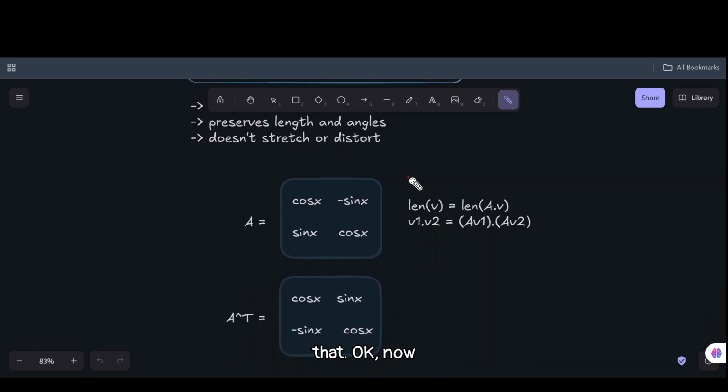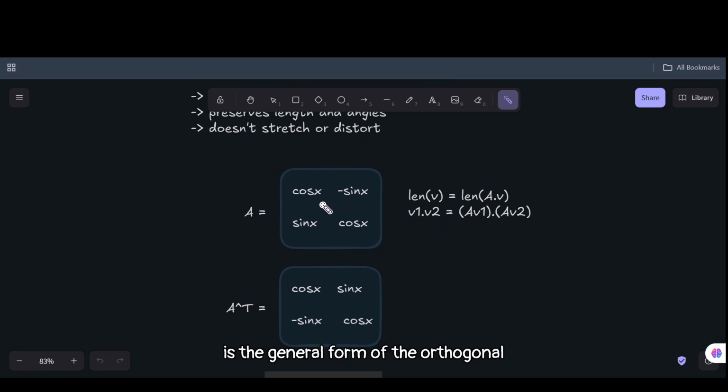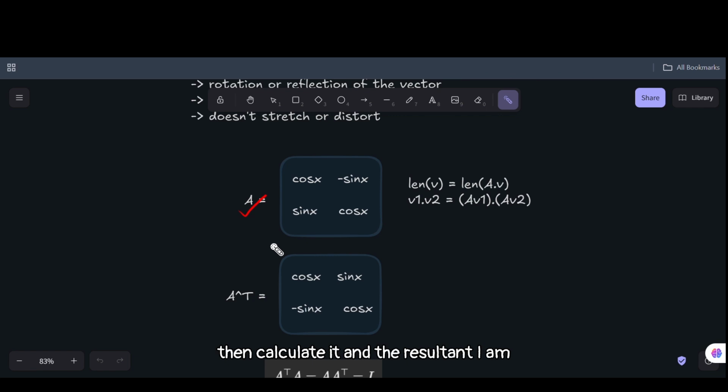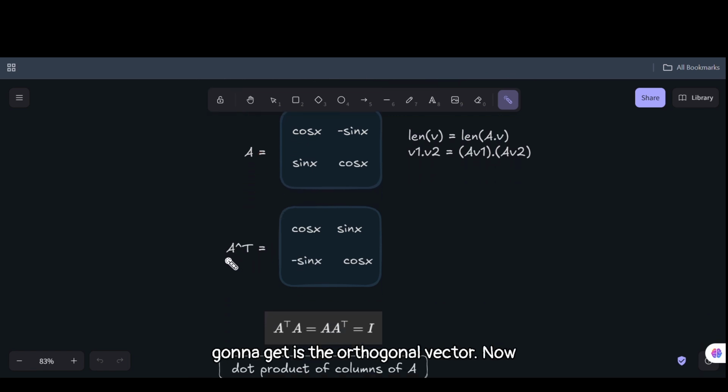Okay. Now this leads to the key properties: the length is always the same. So before and after the transformation, the length of the vectors is going to be the same, and the angle between the two vectors in the space before and after the operation is also going to be the same, right? Now this is the general form of the orthogonal matrix of order 2. The value of x is how much we want to rotate it. If I want to rotate it by 30 degrees, I would just put the value in radians and calculate it, and the resultant I get is the orthogonal matrix.